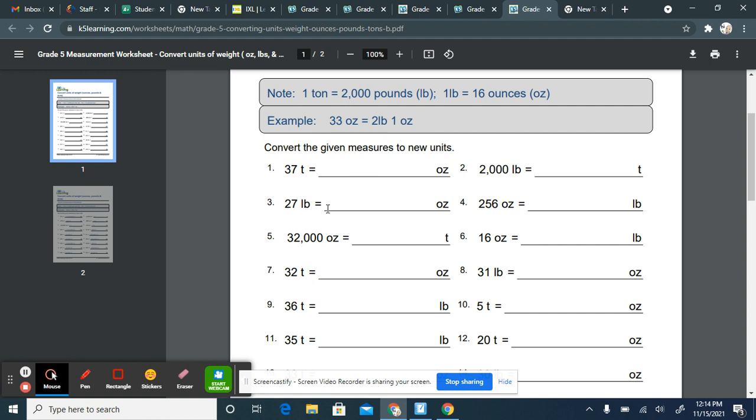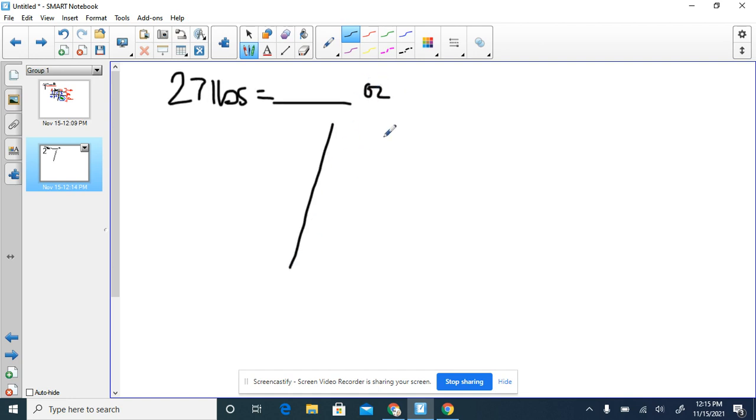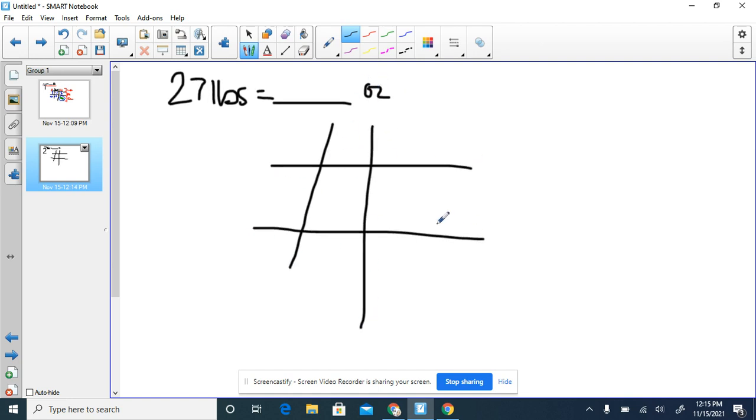All right, we're going to solve 27 pounds into ounces. 27 pounds into ounces. So draw our tic-tac-toe board. Our first unit goes here, which is going to be pounds. Our first unit is pounds because that's the first one listed in our question. Our second unit is going to be ounces because it's the second one in our problem.